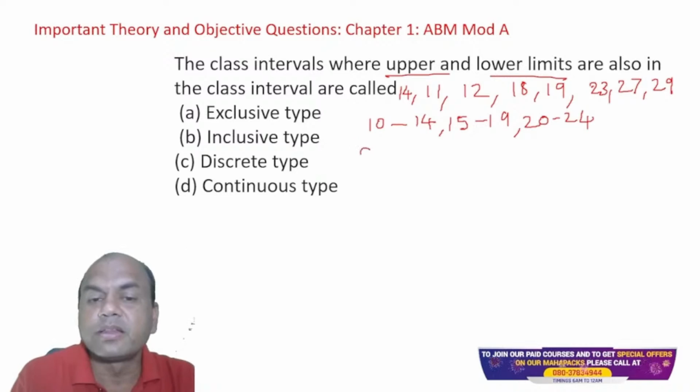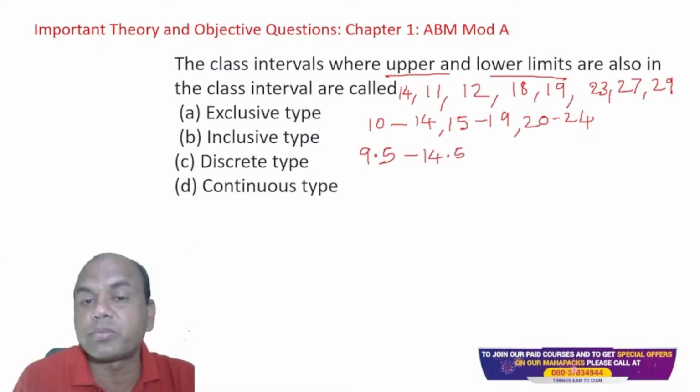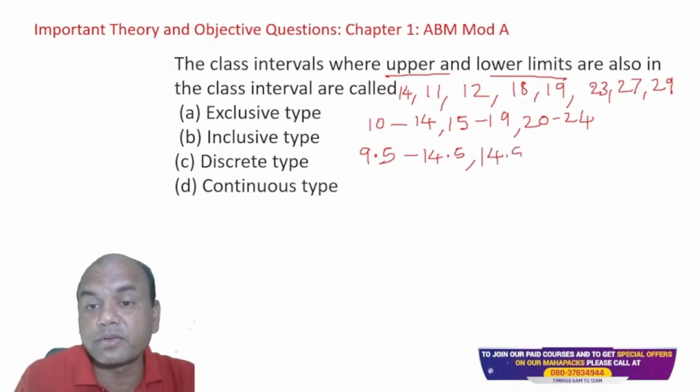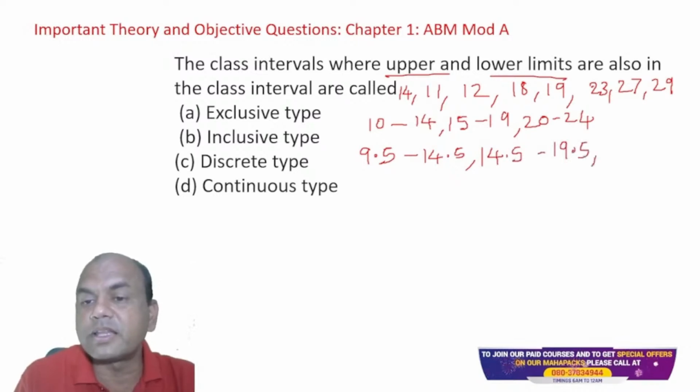So it will be 9.5 to 14.5. Look at this, 14.5. 0.5 on the other side, 0.5 on the first side, right? Similarly over here, this 14.5, 0.5 on the other side, to 19.5. And next again 19.5 and so on, right? So what are you seeing over here?